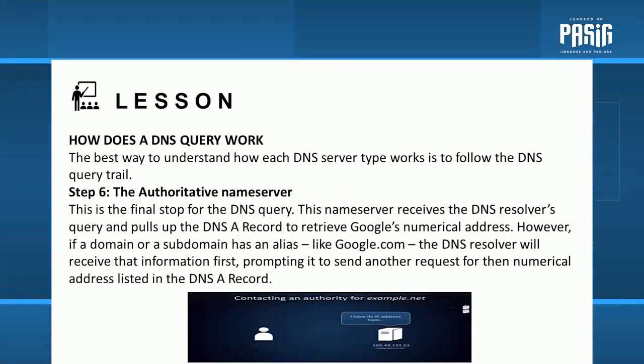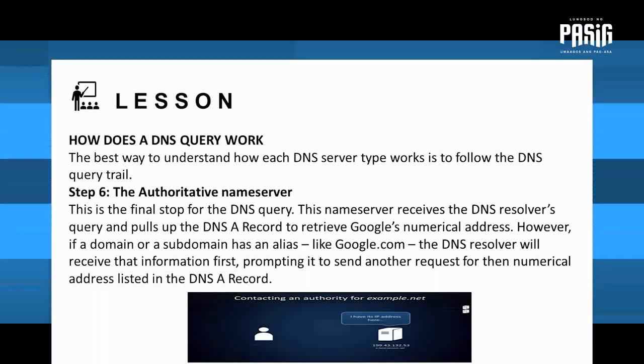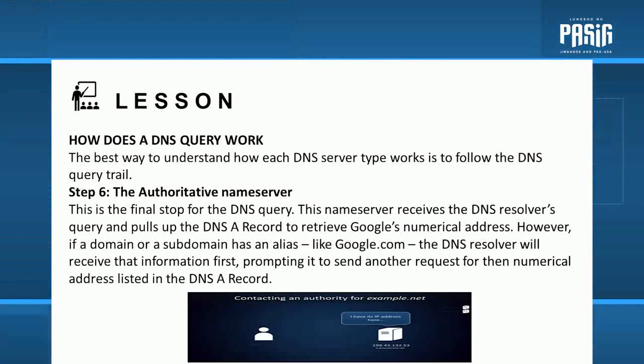Step 6. The authoritative name server. This is the final step for the DNS query. This name server receives the DNS resolver's query and pulls up the DNS A record to retrieve Google's numerical address. However, if a domain or a subdomain has an alias like google.com, the DNS resolver will receive that information first, prompting it to send another request for the numerical address listed in the DNS A record.